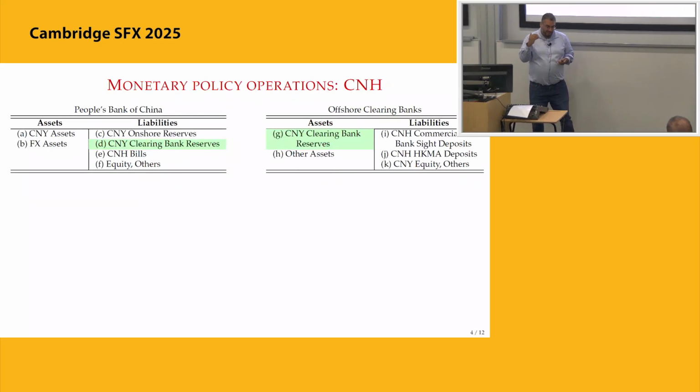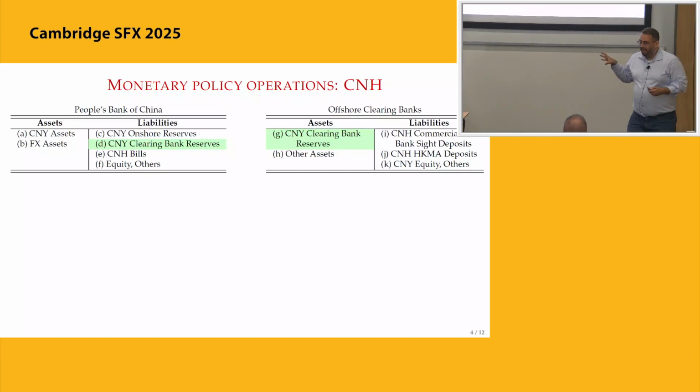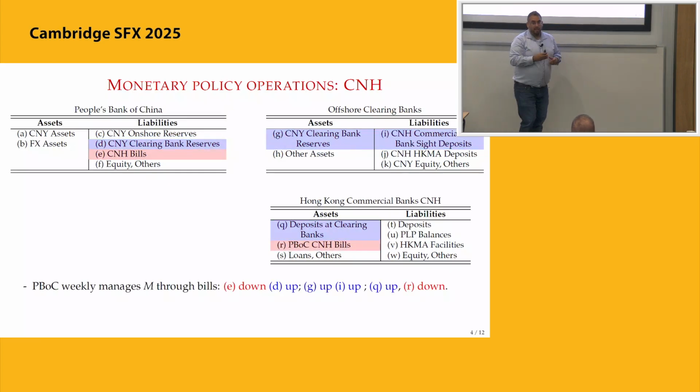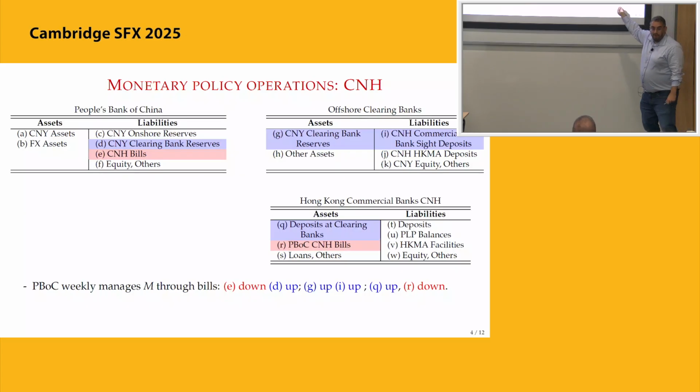The actual issuer of CNH reserves, CNH money, is not the People's Bank of China. It's actually an offshore clearing bank that exists in Hong Kong. They have an account at the PBOC in CNY, and in exchange, they issue CNH deposits to clearing banks in Hong Kong. That's how the monetary system works. The People's Bank of China controls the money supply at relatively low frequency by issuing bills denominated in CNH. When those bills are redeemed, they pay the clearing bank in CNY, and then the clearing bank will pay banks in Hong Kong in CNH. So that's the monetary expansion when the bills get paid back.